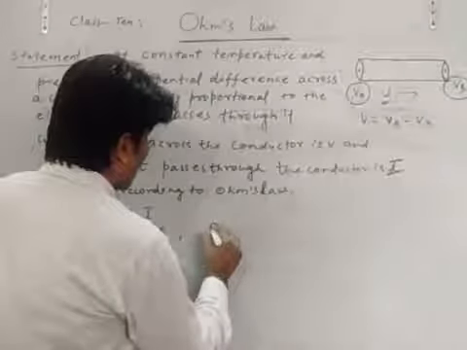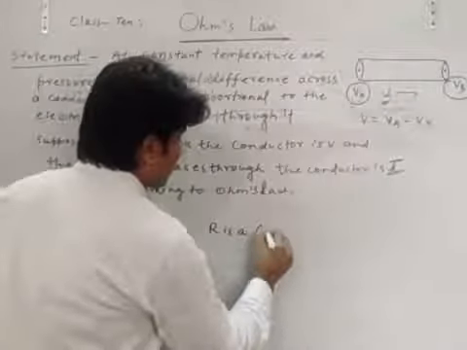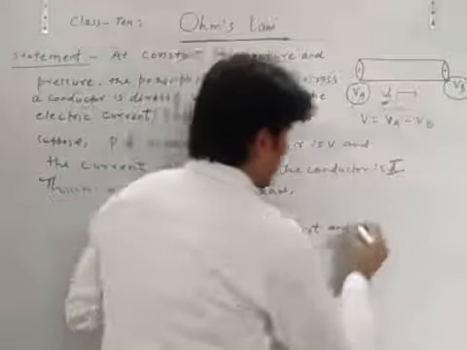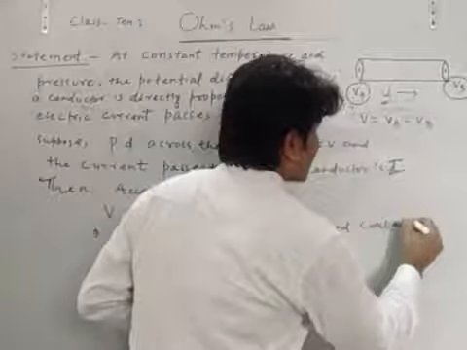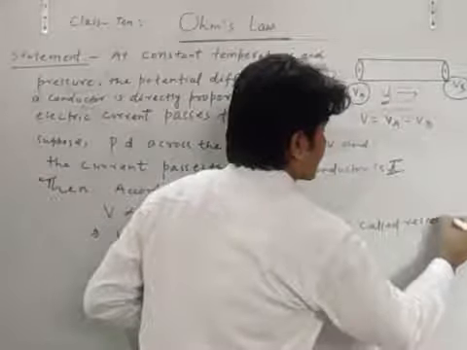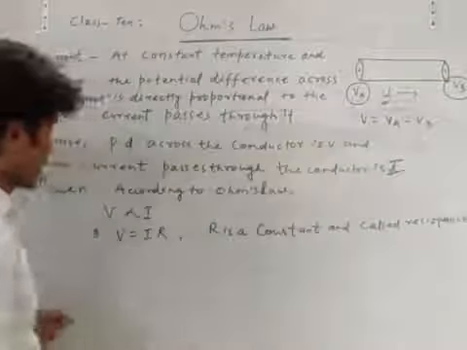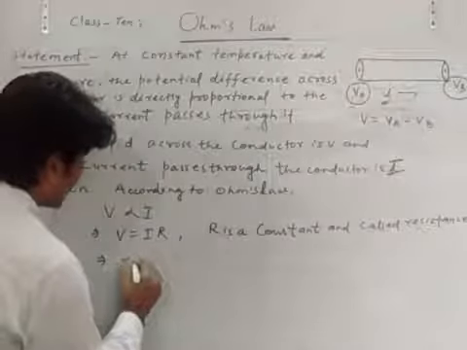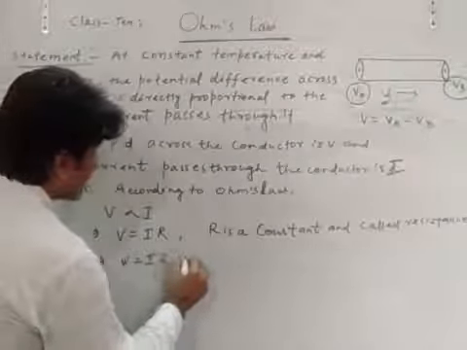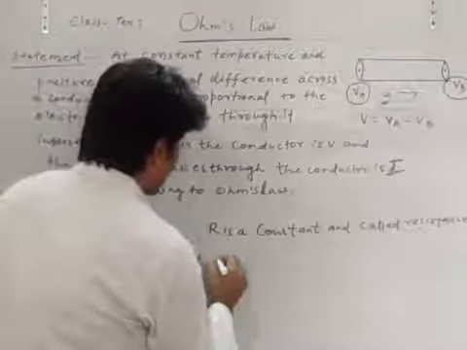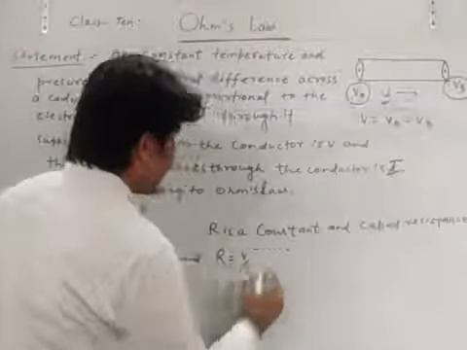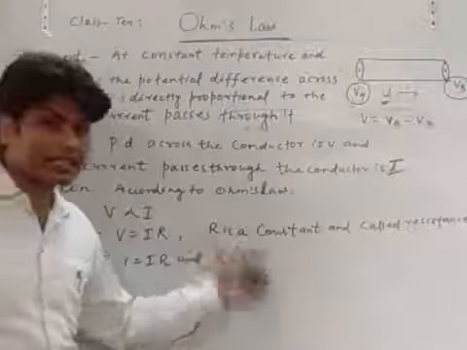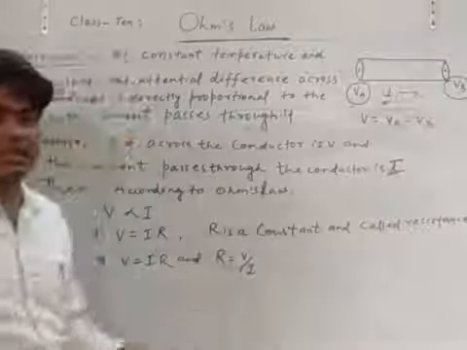So we write here R is a constant and called resistance. So V equals to IR and R equals to V by I. Here R indicates resistance. R is used for resistance.